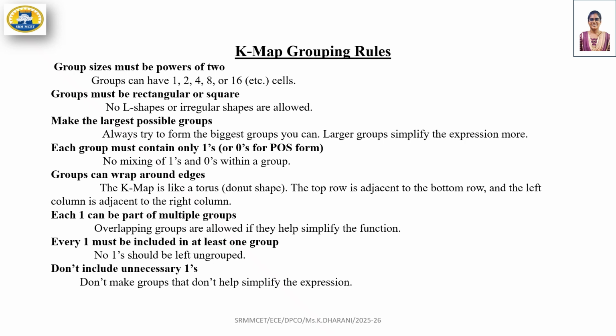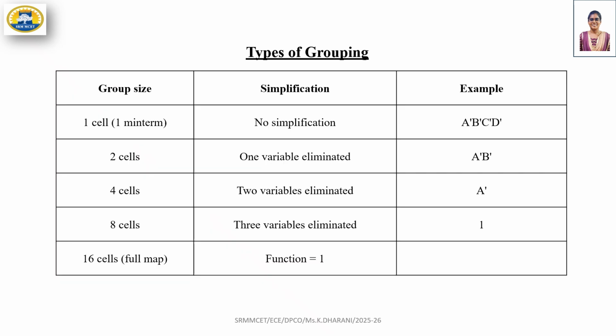I hope these K-map grouping rules have been understandable to you. We can go for an SOP simplification example sum. Before going into it, we should know what the types of grouping are. For group size, one cell is the minimum. There is no simplification for that. Example: A bar, B bar, C bar and D bar.